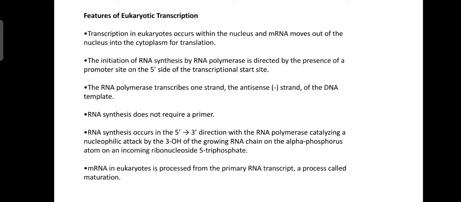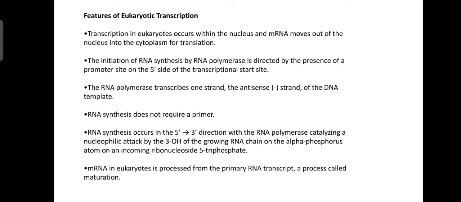We said that RNA synthesis will occur in the 5' to 3' direction with RNA polymerase, by nucleophilic attack on the 3' OH, that is the hydroxyl group, which is necessary in the synthesis of new nucleic acid molecules, of the RNA growing chain, and on the incoming ribonucleoside 5'-triphosphate.